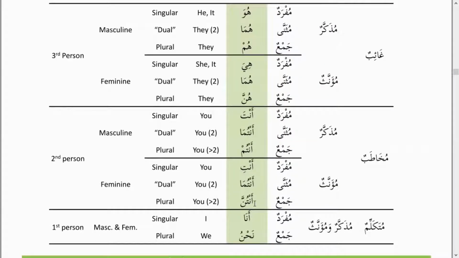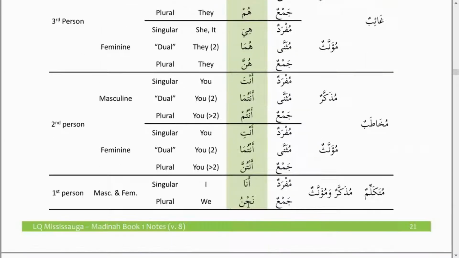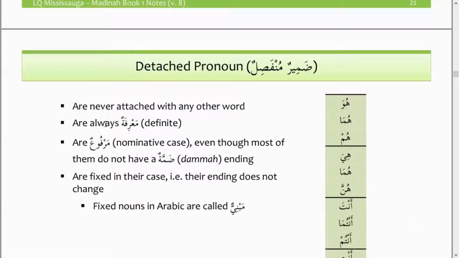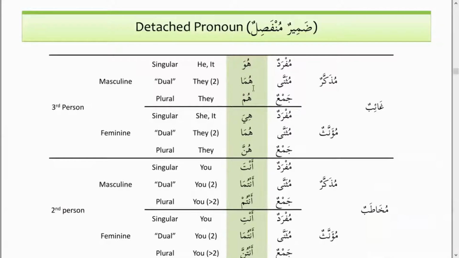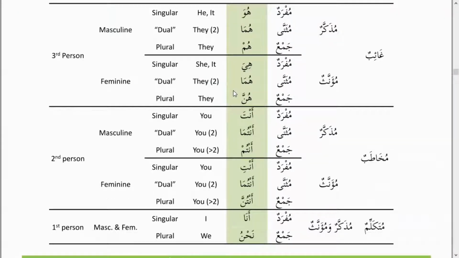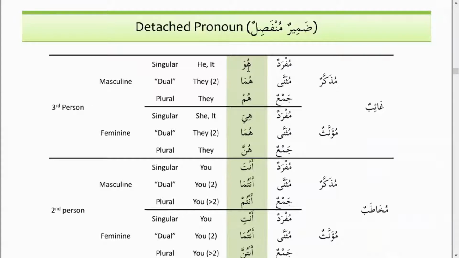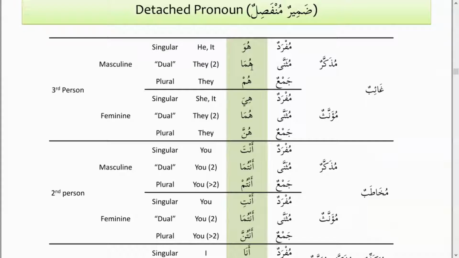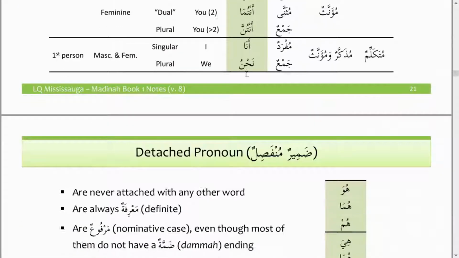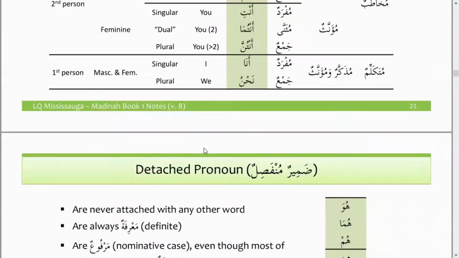All these are Anna. If you're talking about Anna, you're not talking about some random person. Anna is you, yeah, I. Inshallah. And they are marfu. If you remember, marfu is a word which ends in a dhamma. But you look at the endings here, there's no dhamma here. But we understand that pronouns are mabni. Mabni are fixed. They have only one type of clothes, they don't have multiple clothes. They have only one mood. But they are marfu, even though most of them do not have a dhamma.